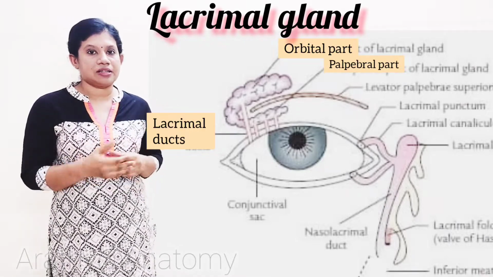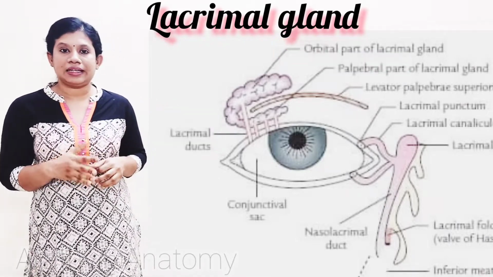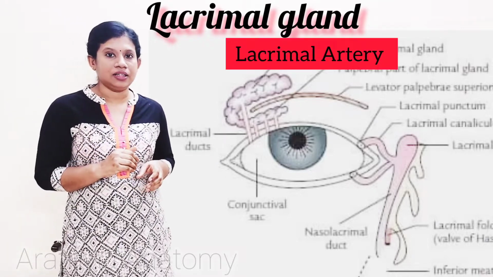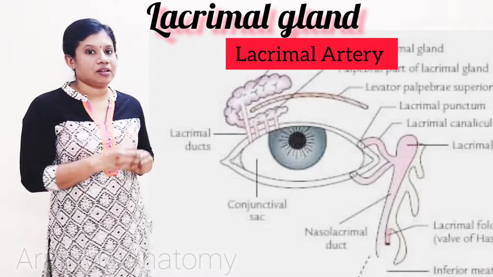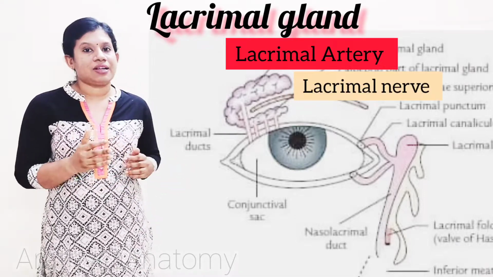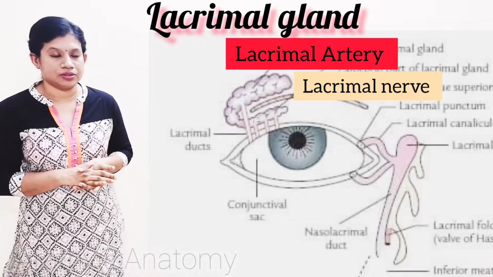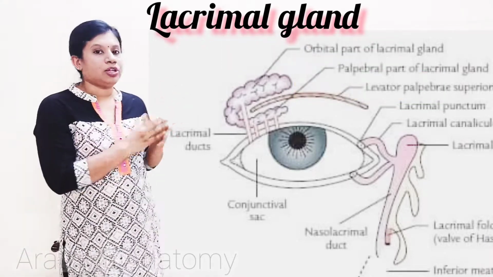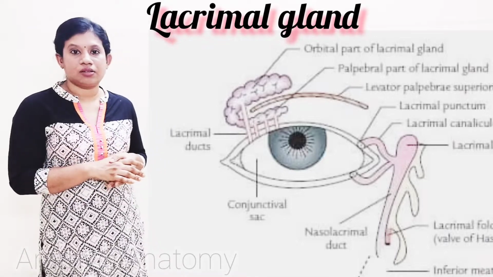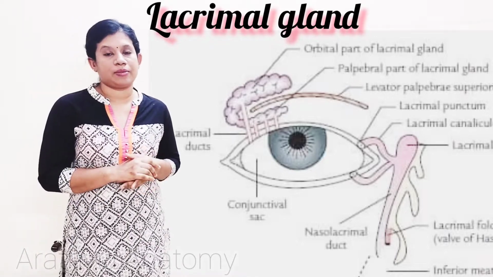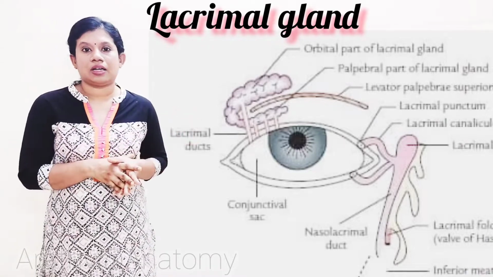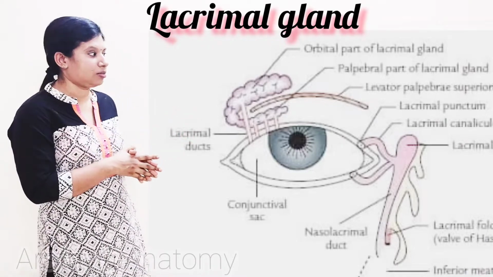Looking at the blood supply, the lacrimal gland is mainly supplied by the lacrimal artery, which is a branch of the ophthalmic artery. It is supplied by the lacrimal nerve, which carries sensory as well as secretomotor fibers. The secretomotor pathway of the lacrimal gland I will take in another video. That is also very important, and they can ask a 5 mark question on it. So that is the blood supply, mainly by the lacrimal artery, and the nerve supply by the lacrimal nerve.